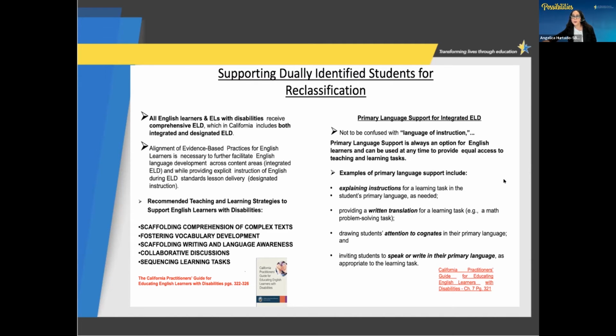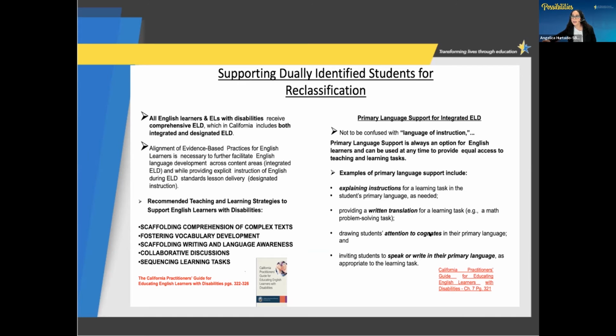This is a way to support English learners and can be provided when they need it so that they have equal access to their learning tasks. So when we say primary language support, it does not mean you're going to teach in the primary language. It's just mainly providing them perhaps with the instructions so that they understand the task. Maybe some of the written translation can be provided for them, or bring attention to cognates.